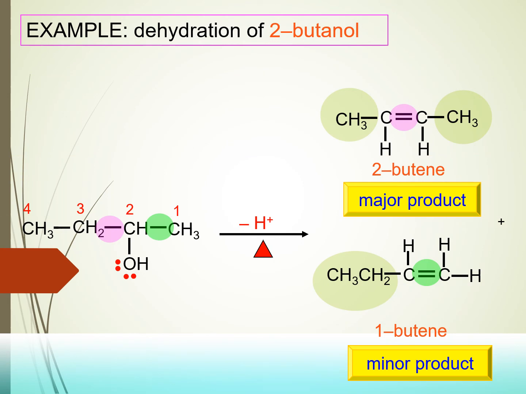As shown in the slide, the OH group is attached to carbon number 2 in 2-butanol, meaning that you have to remove the OH group from carbon number 2 and one hydrogen from either carbon number 1 or carbon number 3. If you remove hydrogen from carbon number 1, you get 1-butene as a product. While if you remove hydrogen from carbon number 3, you will get 2-butene as the major product.